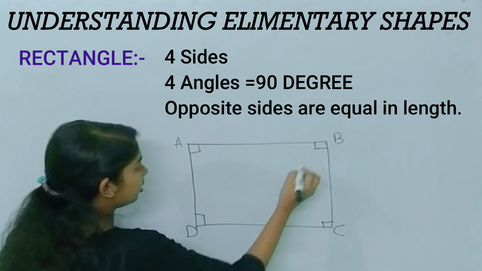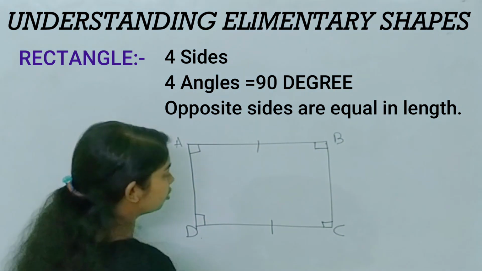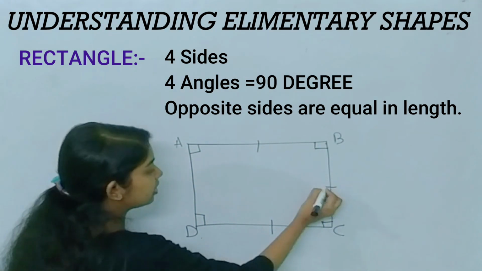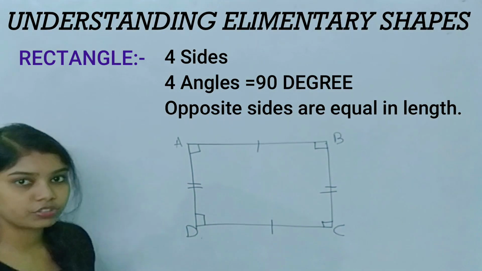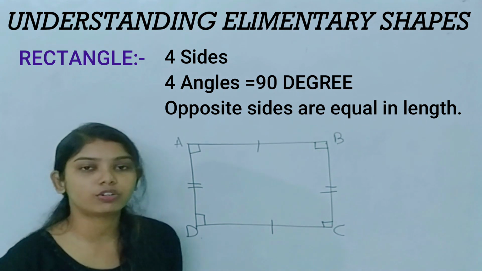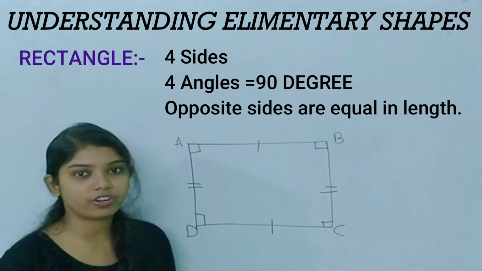So AB equals to CD and BC equals to DA. Okay? So this was about rectangle. Now we will go for the next topic, that is a square.